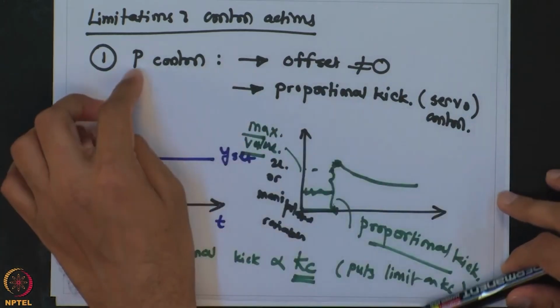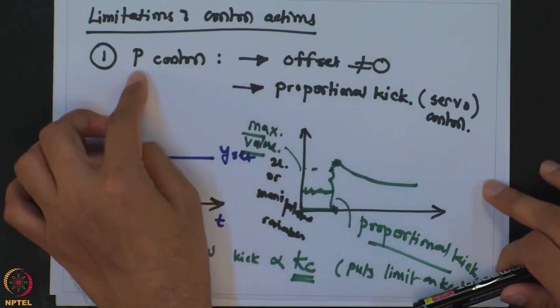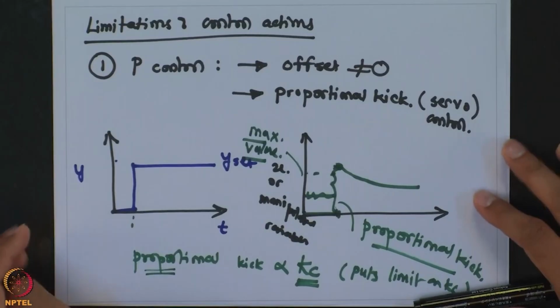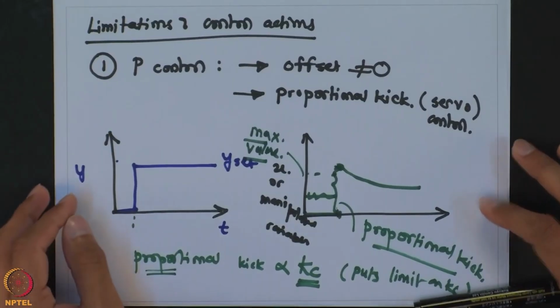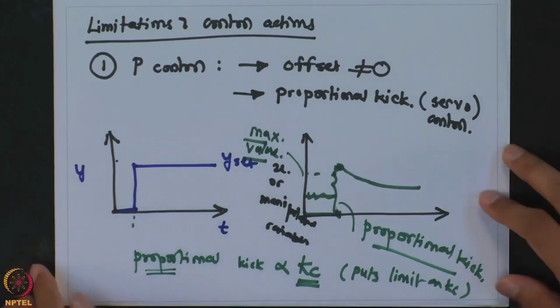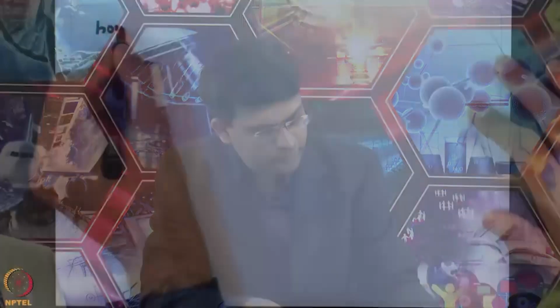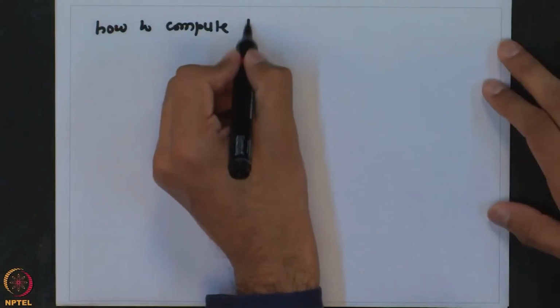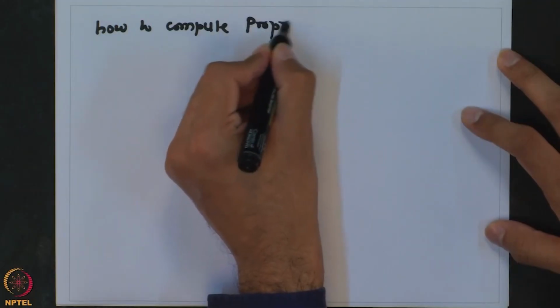Now as this is the limitation of the proportional action, this same kick will be present whenever you have integral action or a PI controller or a PID controller as well. Now let us quickly look at how to compute this proportional kick.